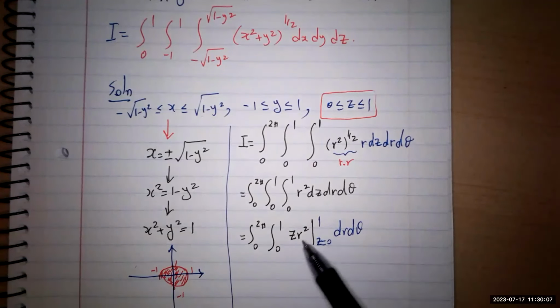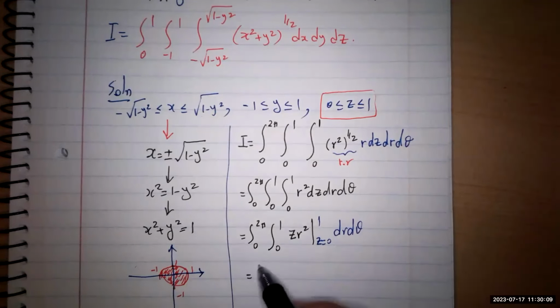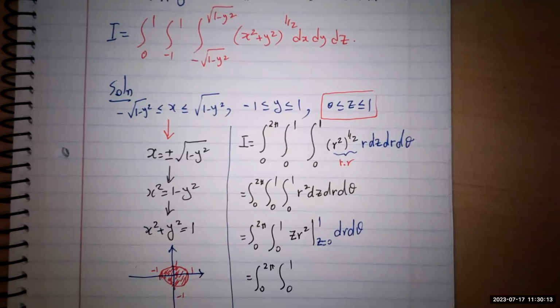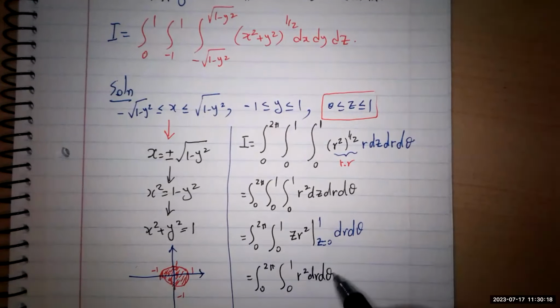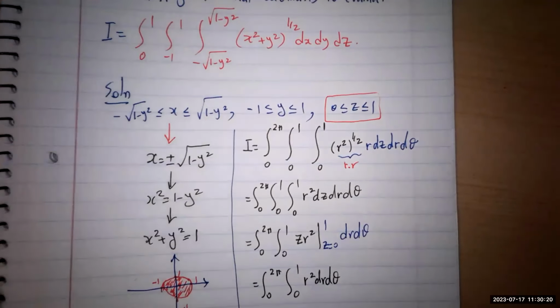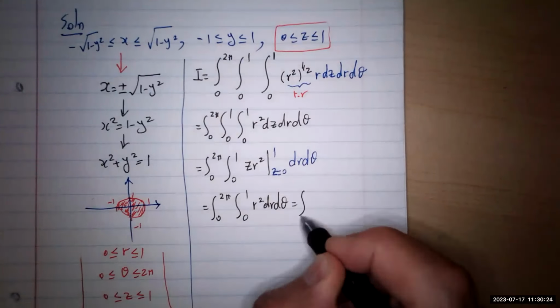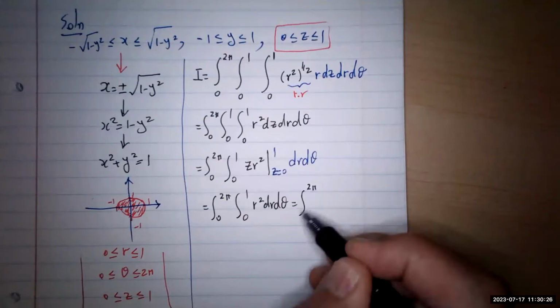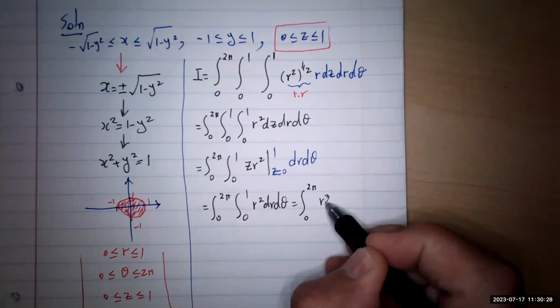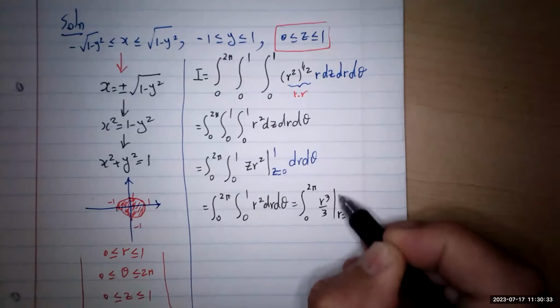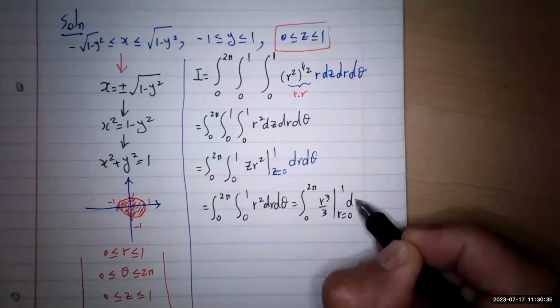If you put z equal to 1, that gives just r squared. So it's going to be 0 to 2 pi, 0 to 1, r squared, dr, d theta. The integral of r squared would be r cubed over 3. This is going to be 0 to 2 pi, r cubed over 3, with r going from 0 to 1. Then the d theta.